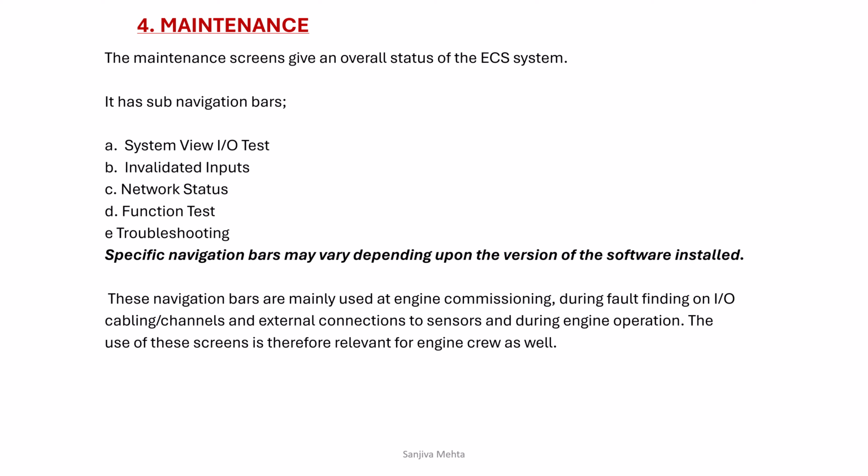Now remember, the specific navigation bars may vary depending on the version of the software installed, but these 5 are normally fitted. These navigation bars are mainly used at engine commissioning, during fault finding on input-output cabling channels and external connection to sensors, and during engine operation. The use of this screen is therefore relevant for the engine crew as well. So they must know how the system is working. All right.